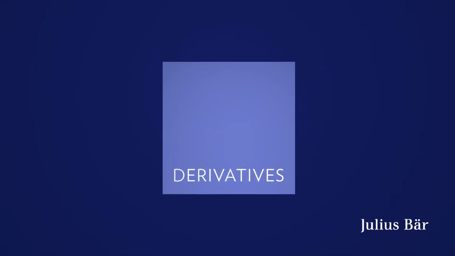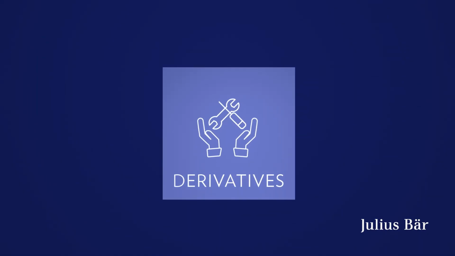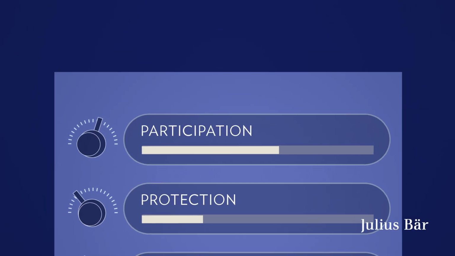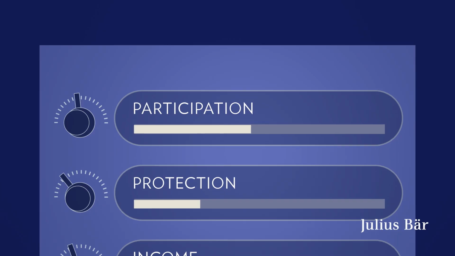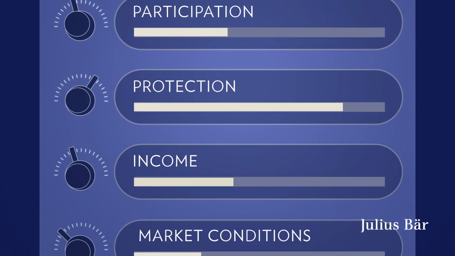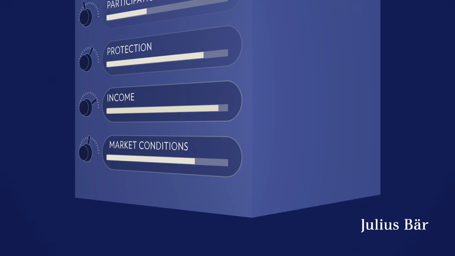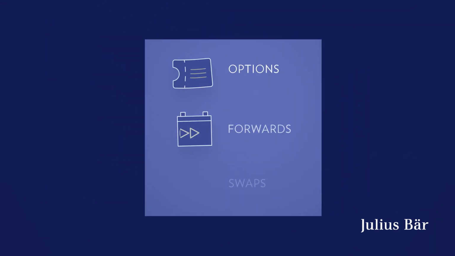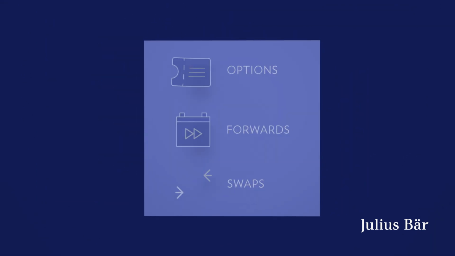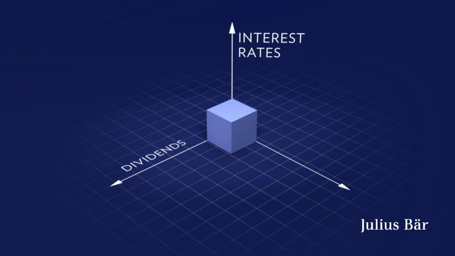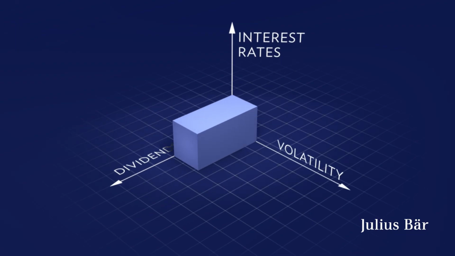The second block comprises the derivatives, the tools that define how you take exposure to that underlying. Think of derivatives as levers you can pull to shape an investment. Adjust participation, add protection, boost income, or target specific market conditions. The main tools here are options, forwards, and swaps. This is also where market forces come in. Interest rates, dividends, and volatility all influence how these tools behave.